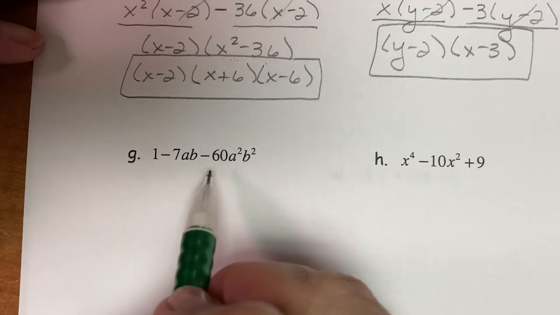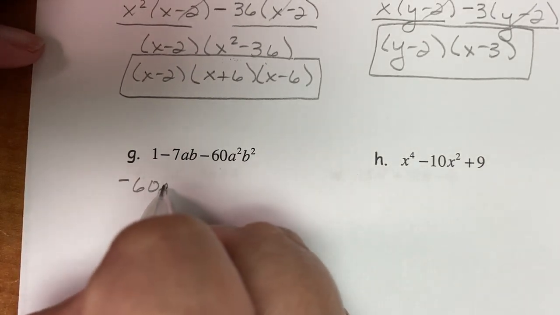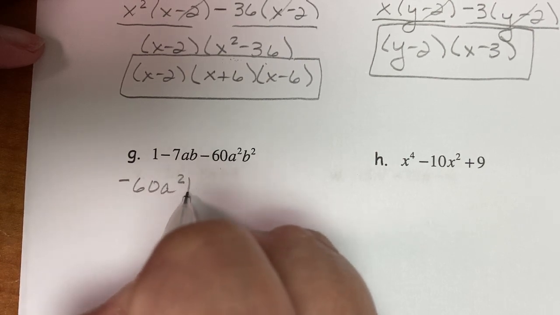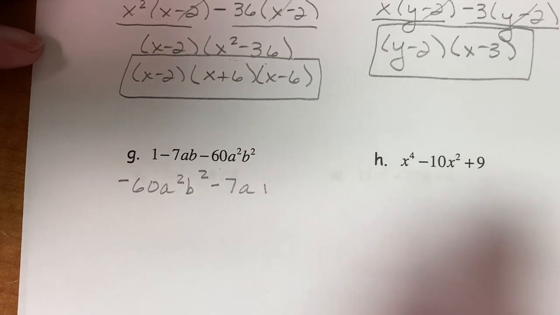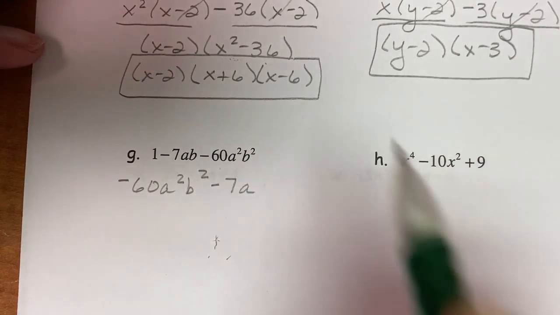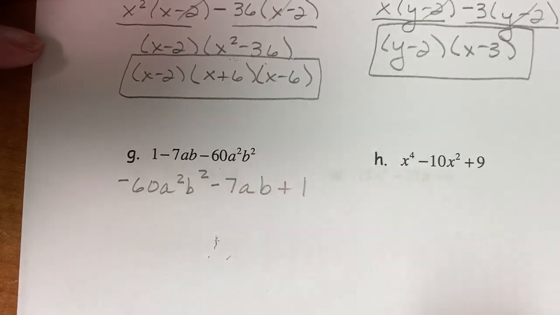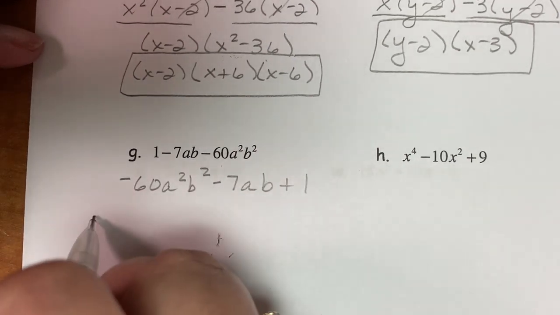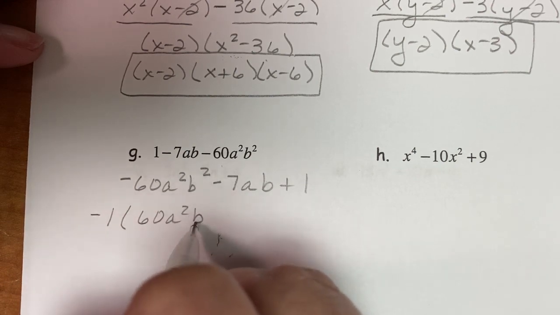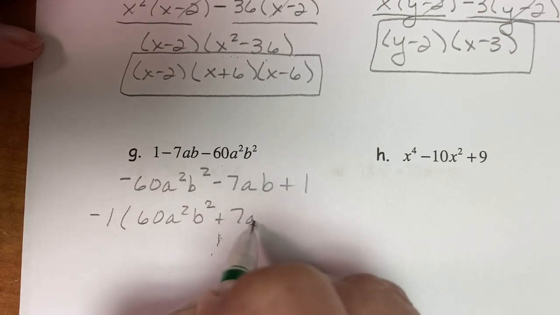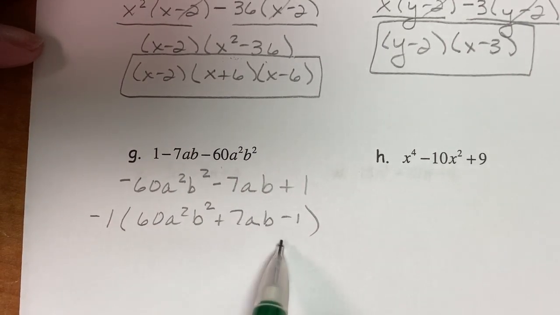So this is another one. I'm going to flip-flop and put the negative 60 a squared b squared first. Oops, I need a b there. I just think it's easier to factor this way. Now I'm going to factor out a negative 1. I know it's going to take me a couple of steps, but it's easier for me to do that, because I like it much better in this form.